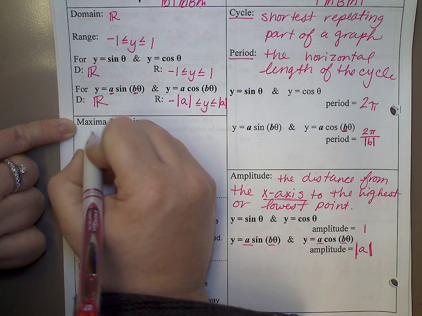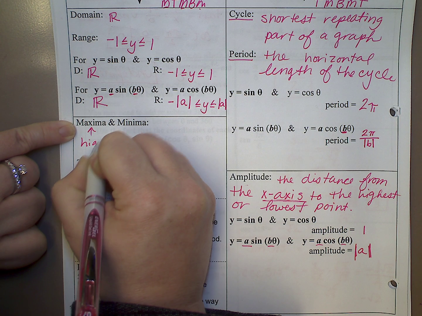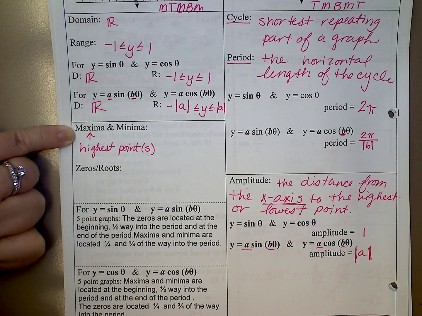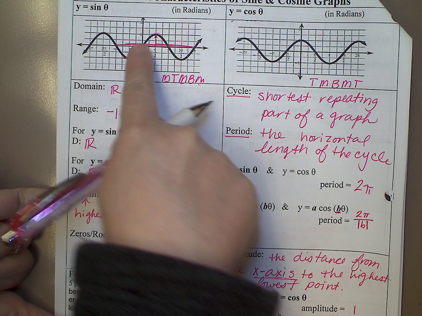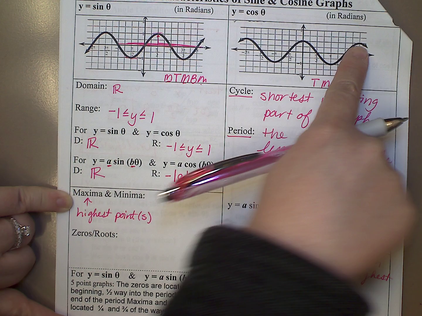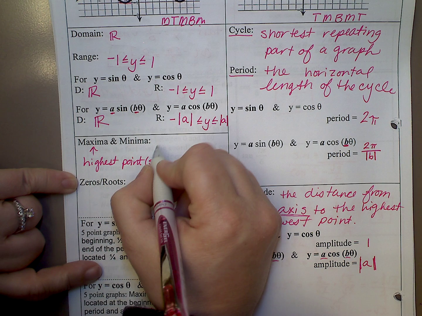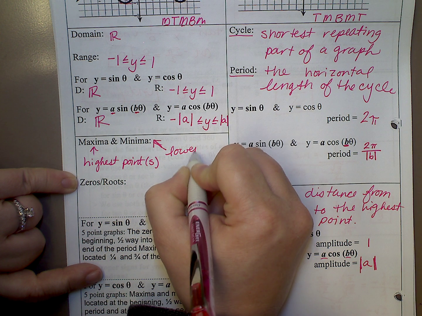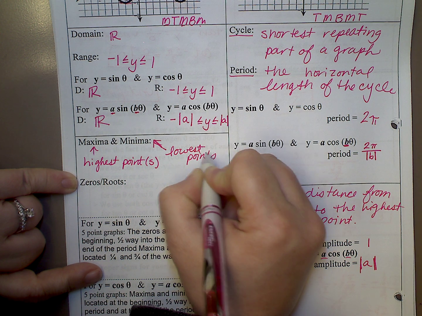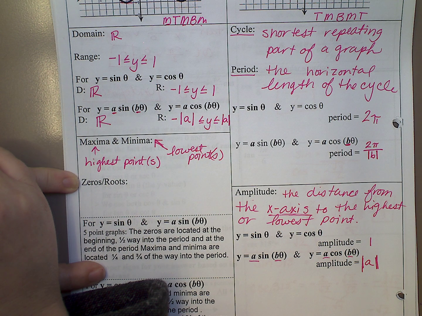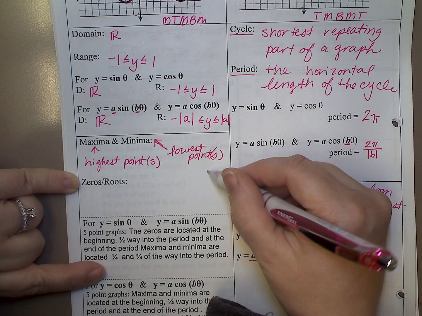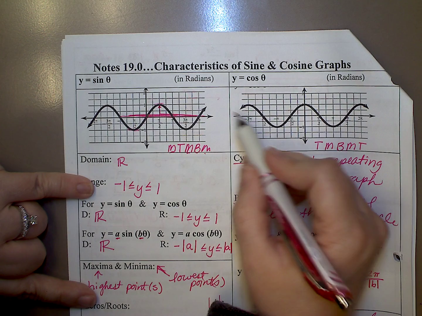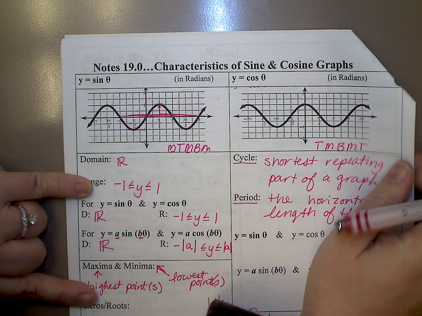Maxima and minima. Maxima are the highest points. And on some graphs, there might be only one highest point, but on a sine graph or a cosine graph, you hit that highest point over and over and over again. And same thing with the minima. That would be your lowest points. And again, I'm putting that S in parentheses because sometimes, for example, if you're graphing a parabola, you have a minimum value that's right there, and there's only one of them. But when we have this wavelength, we keep hitting that minimum value numerous times.